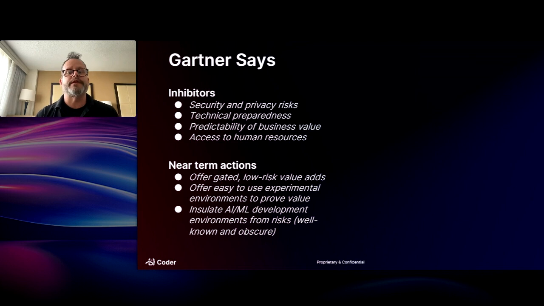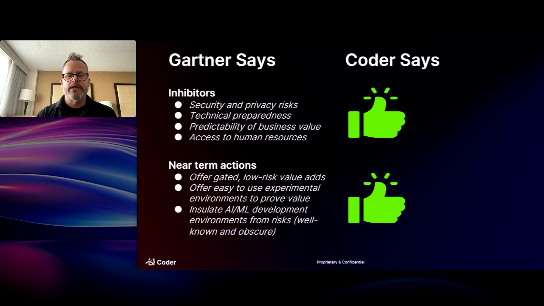Offer easy-to-use experimental environments to prove value. This is an excellent case for Coder. As you'll see in the demo, you could create a template with some AI ML tools in it and spin it up, and your users could have access to it and be running within minutes. And then insulating your AI ML development environments from risks, both well-known and obscure. Once again, these are all things that Coder can do and really accelerate the adoption rates.